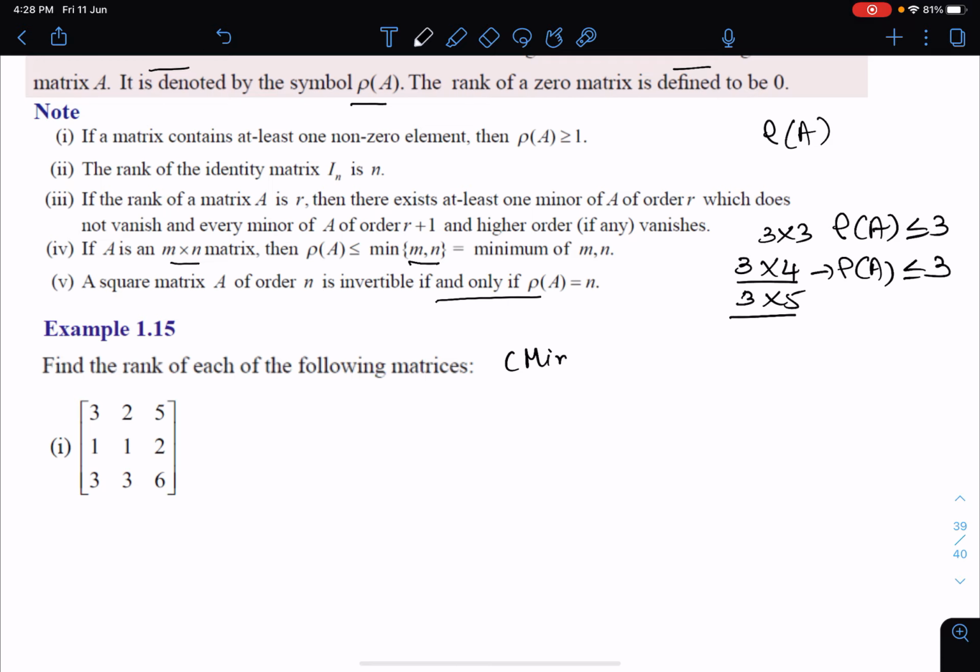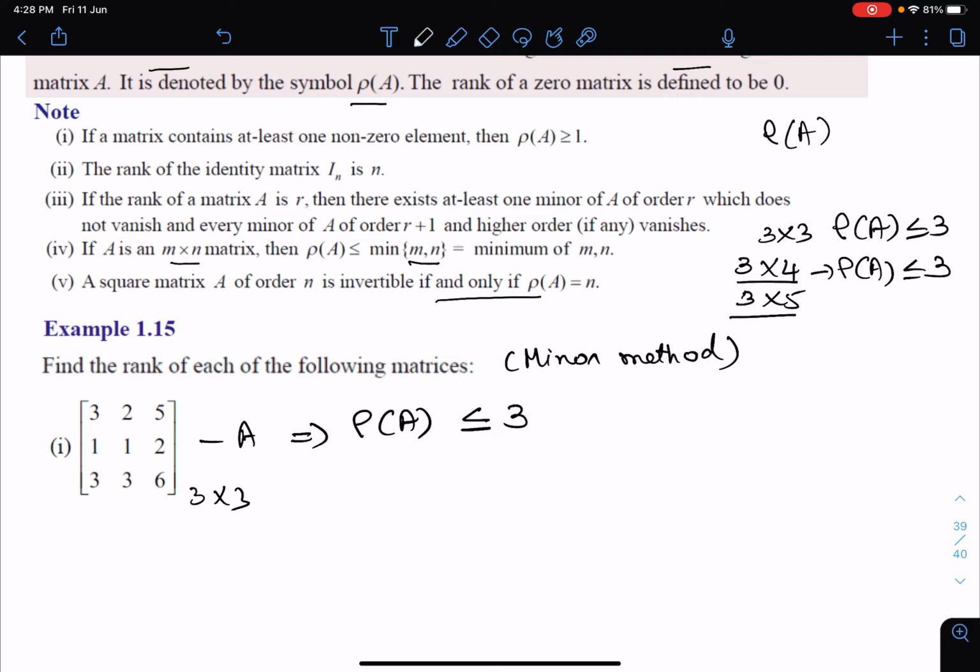Okay, so we are going to check the minor, and the minor you are going to take is only of a square matrix. You can take 2 cross 2, 3 cross 3 and so on. Now here we have got order 3 cross 3. So if this is A, then we can come to the conclusion that the rank of A should be less than or equal to 3, because it is a 3 cross 3 square matrix, so it should be 3 or less than 3. So now we'll check whether this rank is going to be 3 or less than 3.